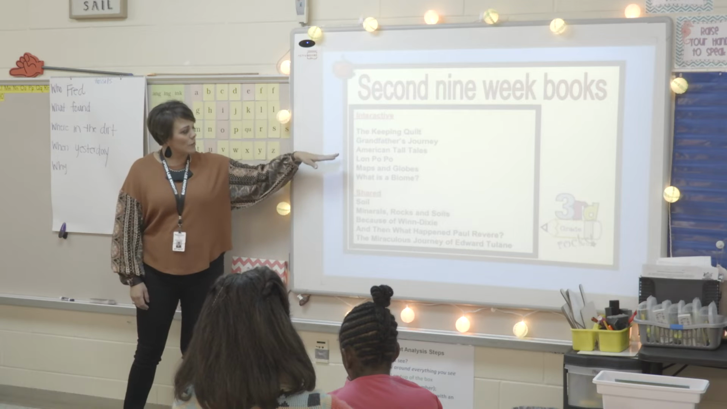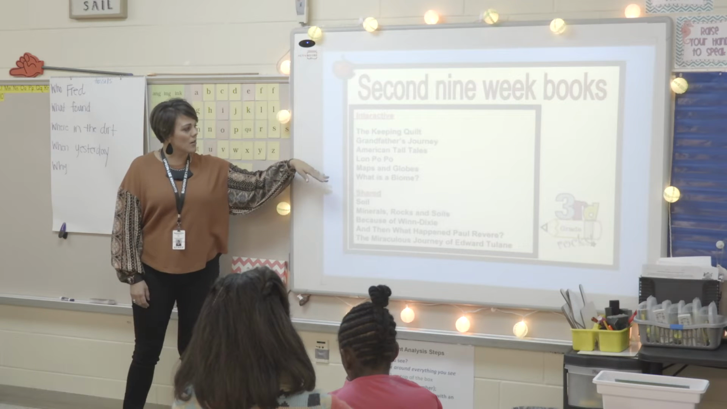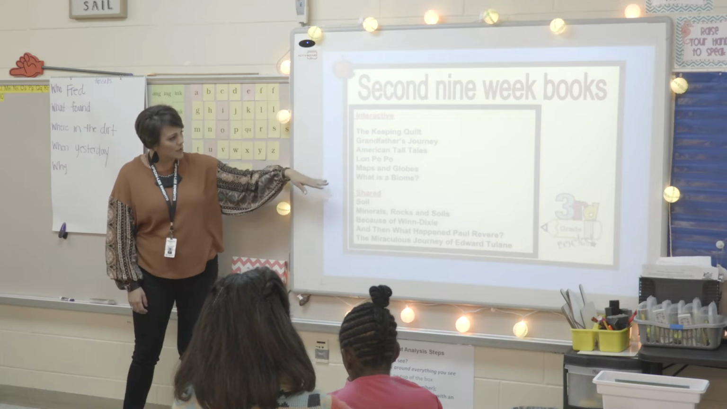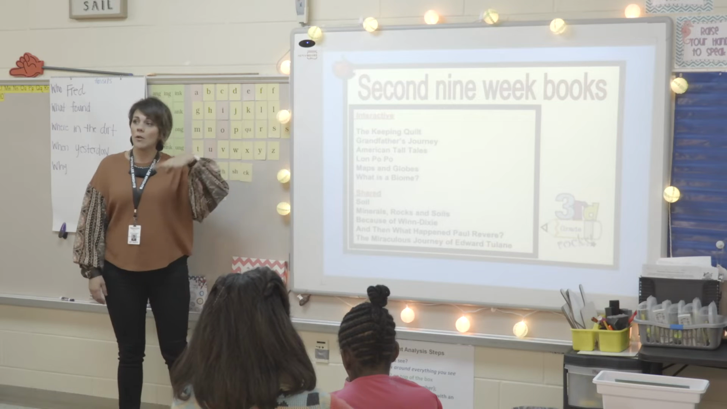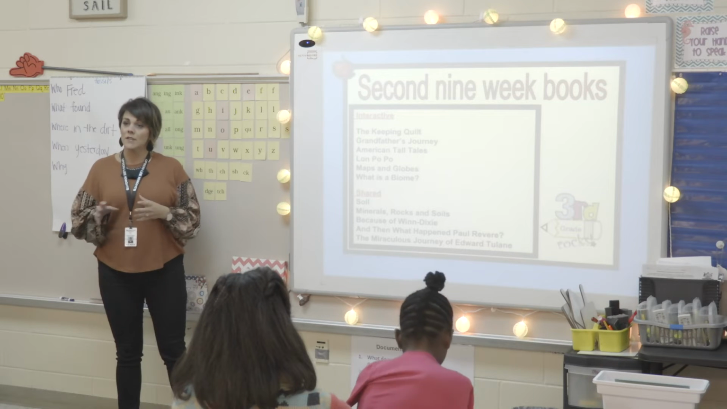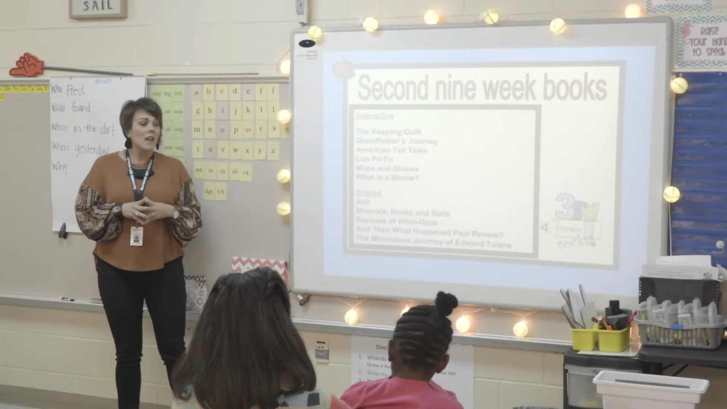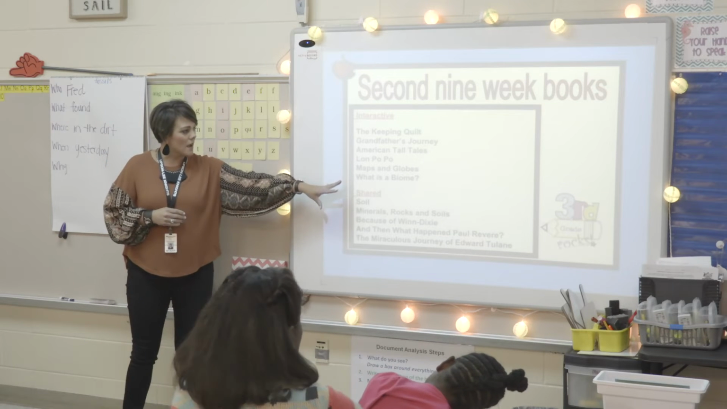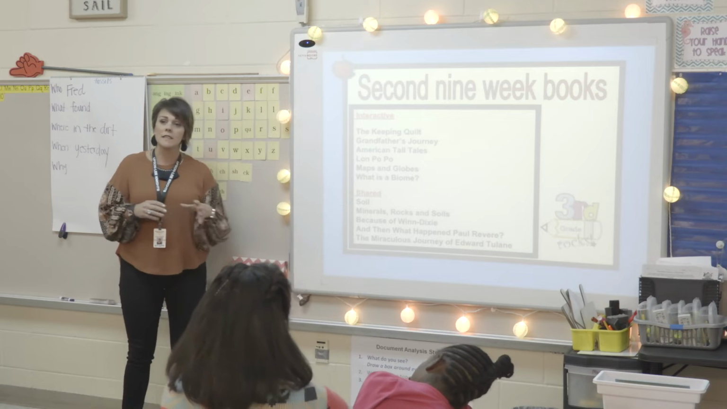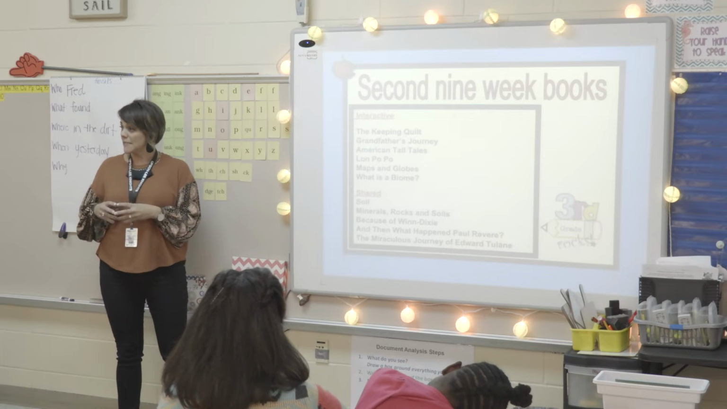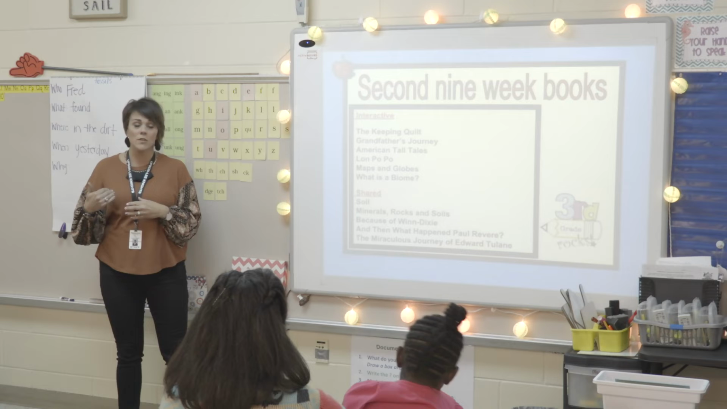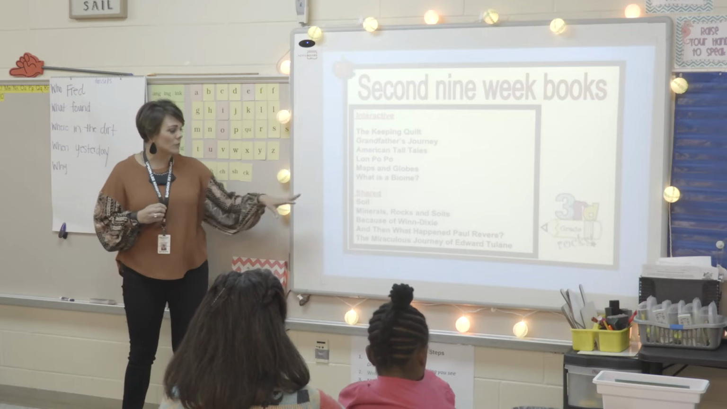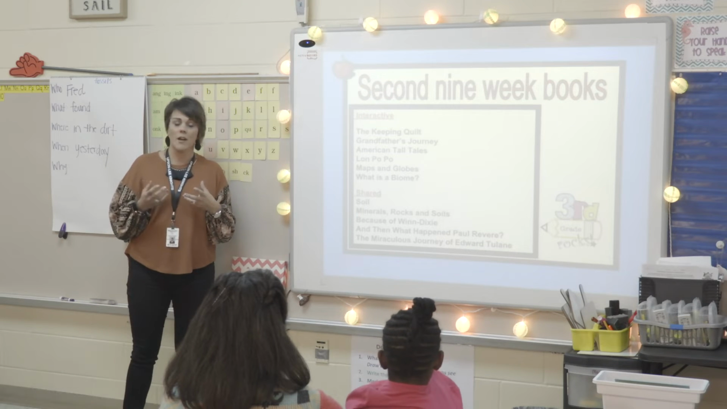We will be reading Keith and Quilt, Grandfather's Journey, American Tall Tales, Long Popo, Maps and Globes, and What is a Biome. So we'll be working on ELA skills during this time, comprehension, things like that, oral comprehension. And then during our shared block, the books that we read here are the ones that they take their spelling test on. Those are the comprehension questions that you see. And usually it's where our vocabulary words come from.